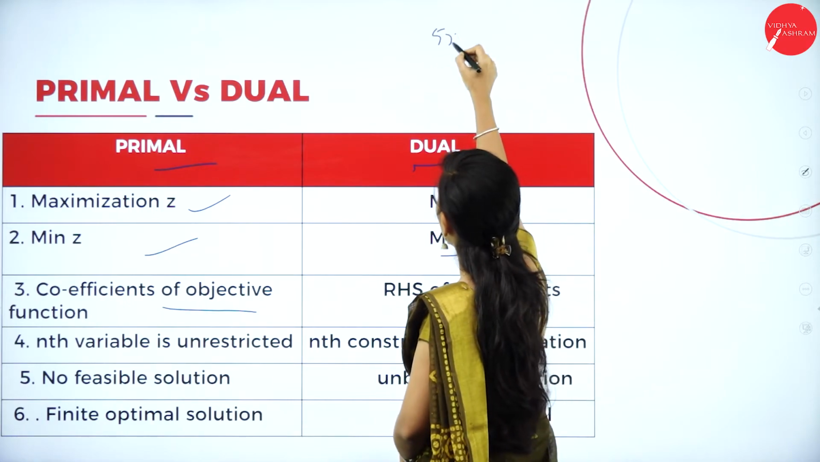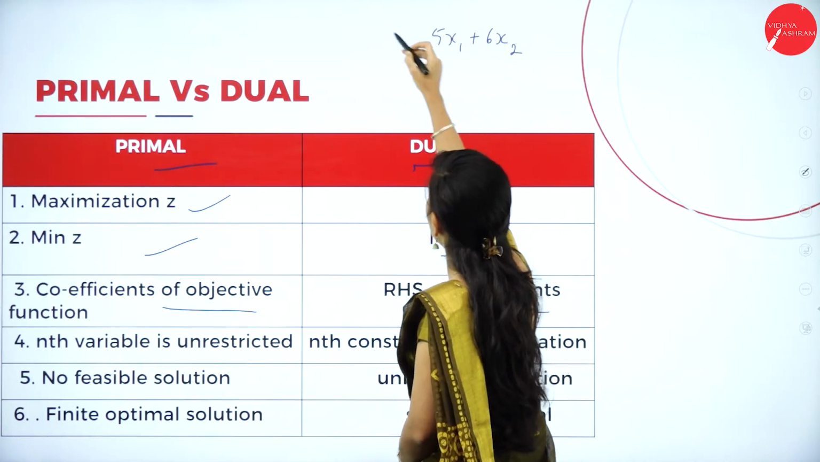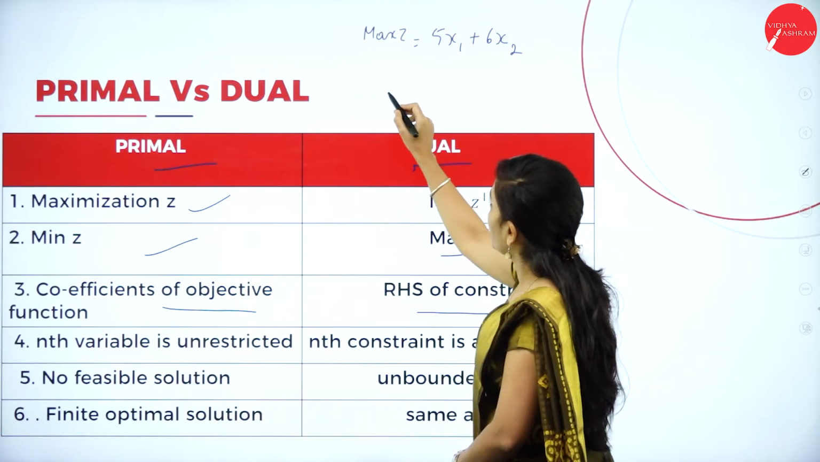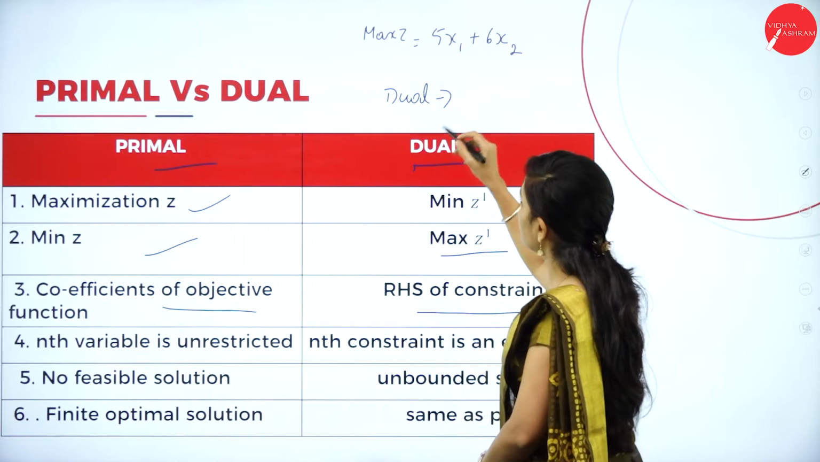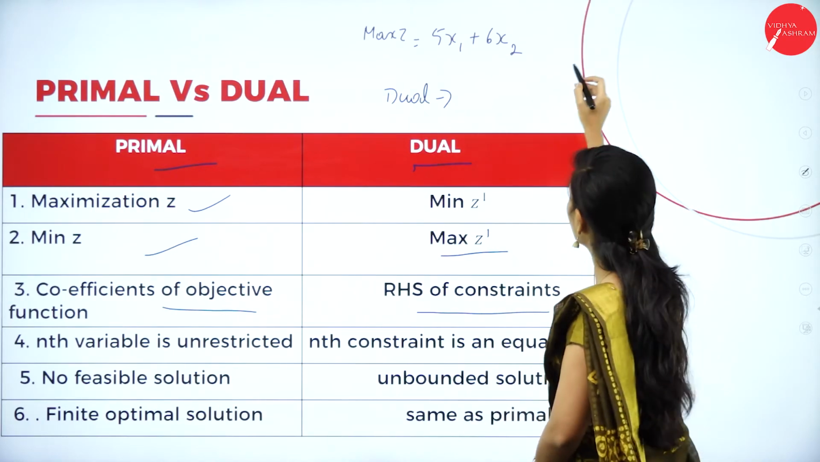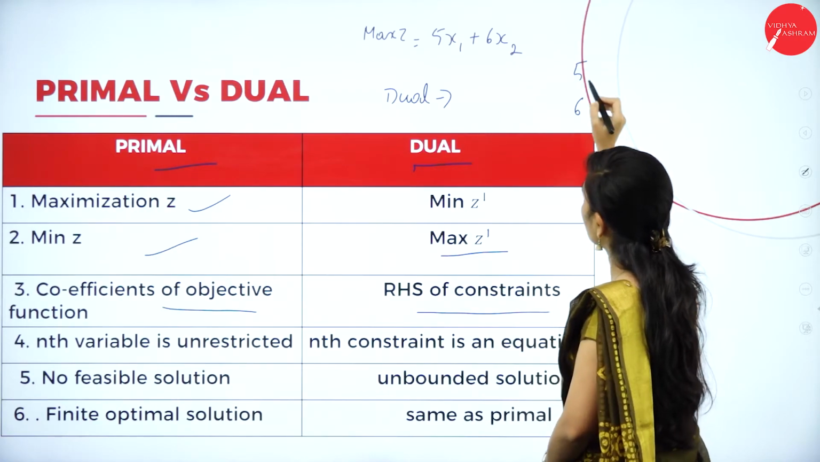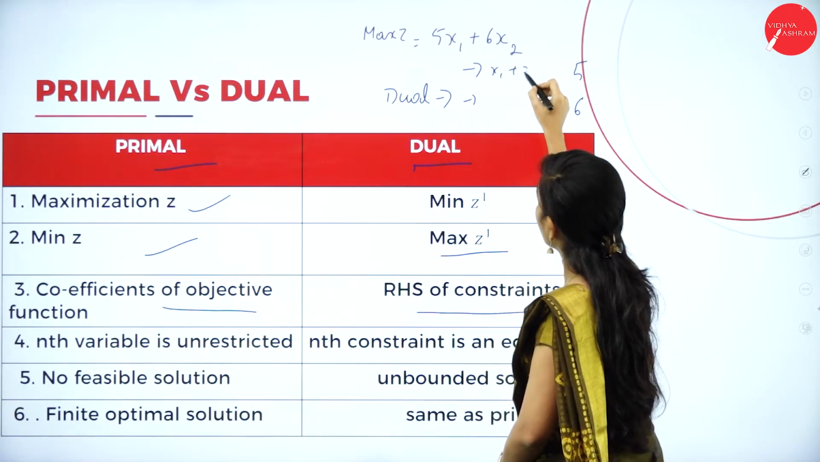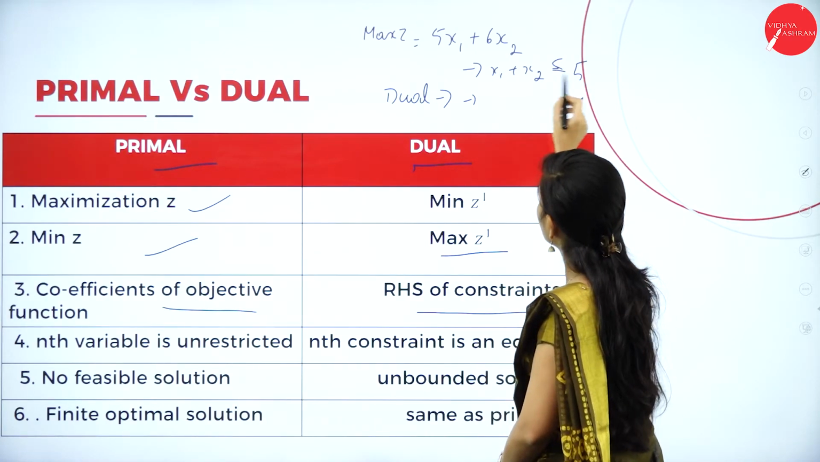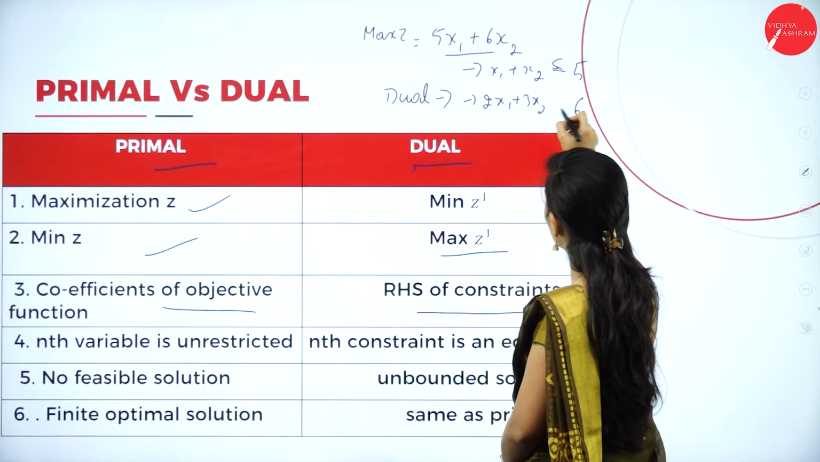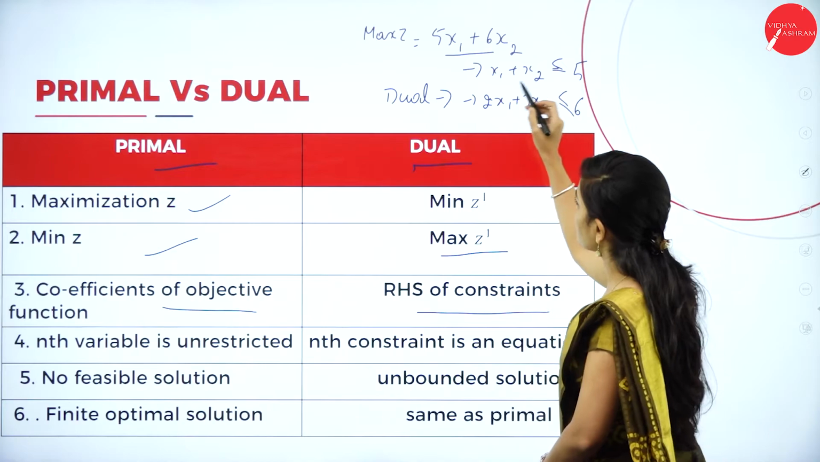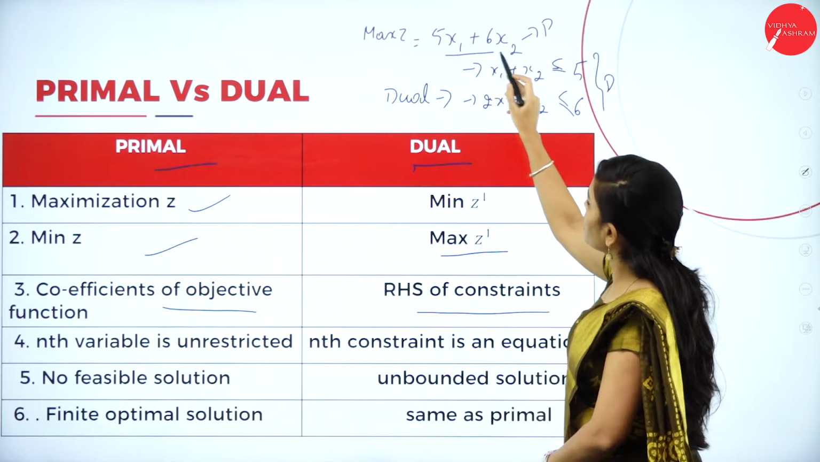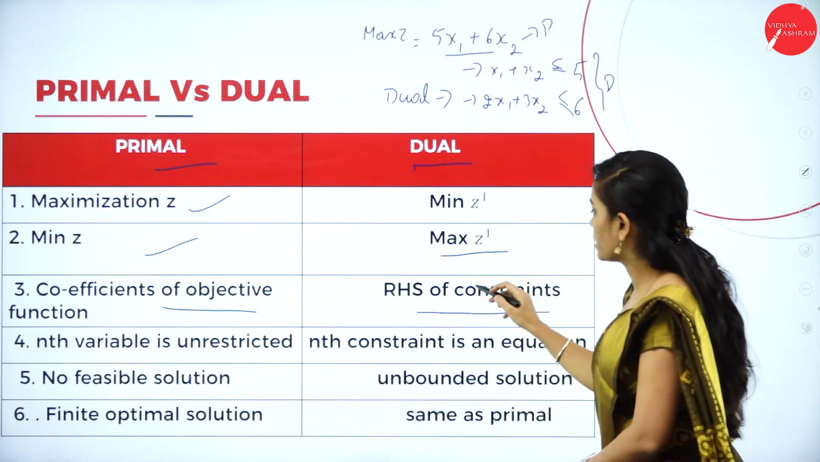For example, as I have already told you, 5x1 plus 6x2. This is my coefficient of the objective function. In the dual form, this coefficient of the objective function will move onto the RHS of the constraints. Here, for example, x1, x2 will become 2x1 plus 3x2. Just observe this: this is the primal and this is the dual. All the coefficients of the objective function will become the RHS of the constraints.